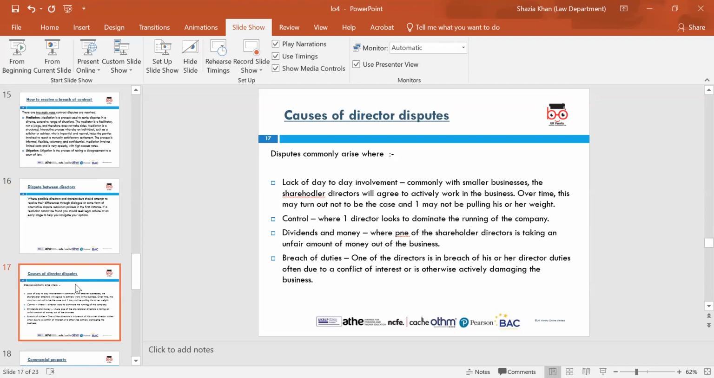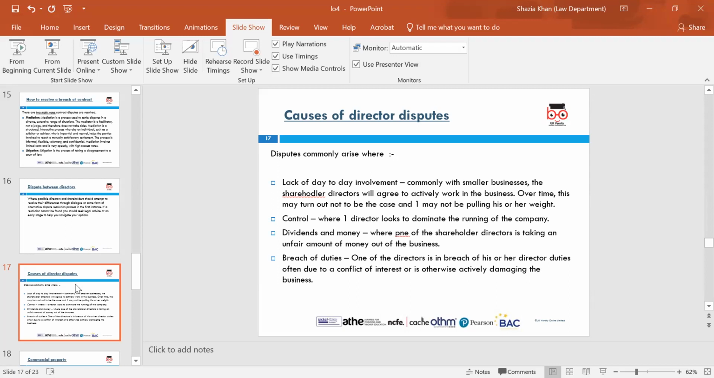Causes of director disputes. Disputes commonly arise from a lack of day-to-day involvement, commonly in smaller businesses. The shareholder directors will agree to actively work in the business. Over time, this may turn out not to be the case, and one may not be pulling his or her weight. Control, where one director looks to dominate the running of the company.